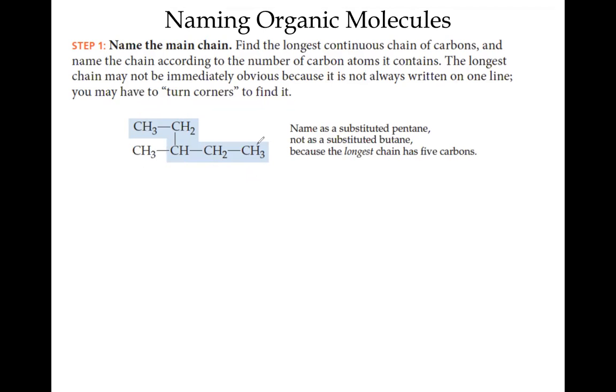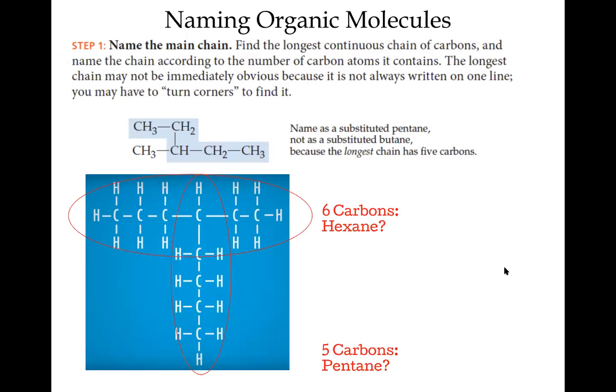Find the longest chain, and that's going to be the parent, right? So that's going to be, in this case, 5. So it's going to be pentane. It's not going to be butane here because that's shorter. We don't want that. Okay? So keep that in mind. And let's look at this example. Would this molecule be hexane or a pentane, right?